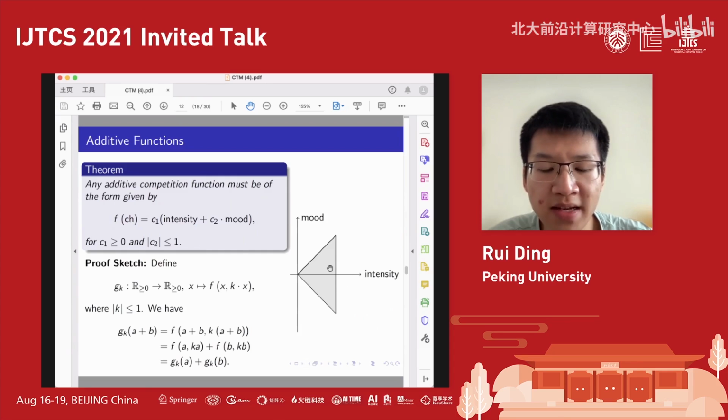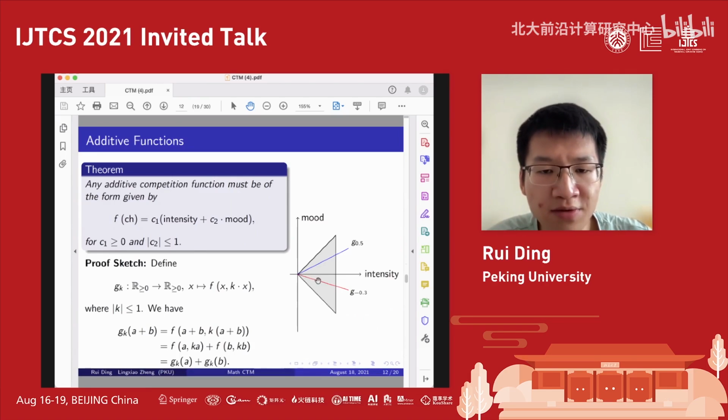The gray region here depicts the feasible region of all chunks. That is, the intensity must be greater than the absolute value of mood. And we're going to consider those lines emanating from the origin with constant slope. So we'll define G_K here to be the partial mapping which maps x to f of x and Kx, where K is the slope of this line and has an absolute value no greater than 1. And by a simple calculation, we're going to discover that G_K is actually linear.